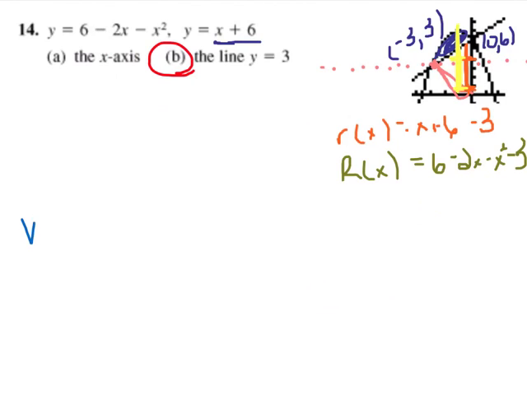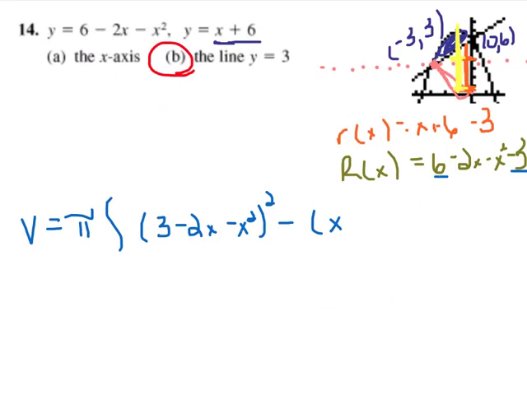So let me set it up. Volume equals pi times capital R squared. Now I am going to combine those like terms. So 3 minus 2x minus x squared, outer radius squared, minus inner radius squared. And x plus 6 minus 3 is x plus 3. So integrate this whole thing with respect to x. And my x bounds, because it's still a horizontal line, I'm still using x's, and I am still going from -3 to 0.